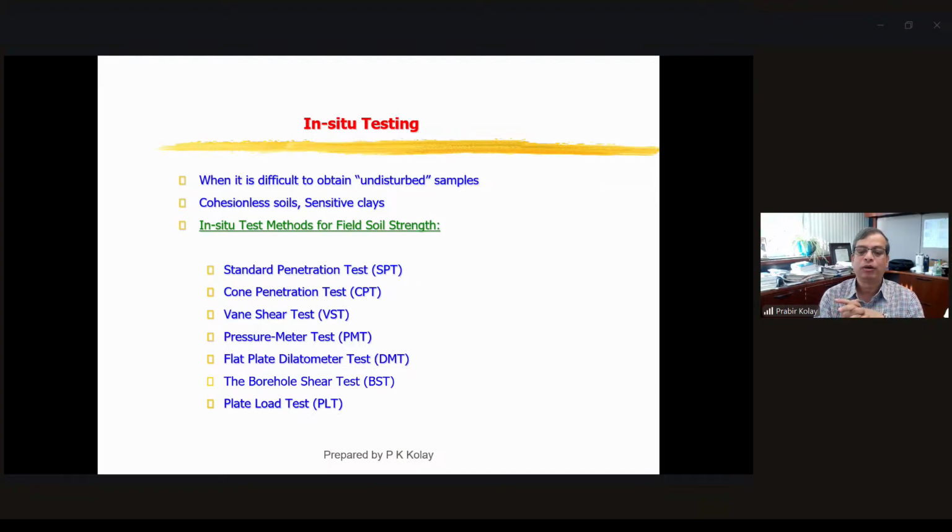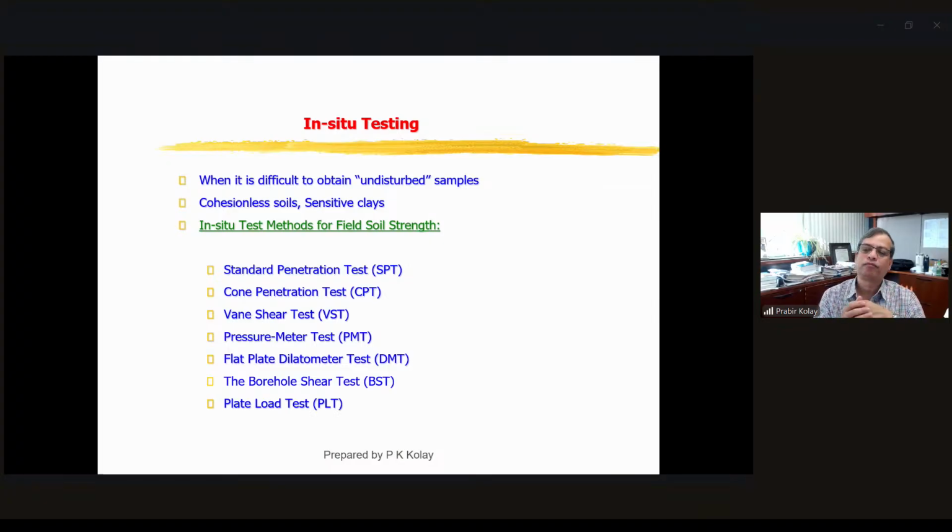Pressuremeter test, also an in situ test. You go to the site, use the pressure cell, make a borehole, and then apply pressure. Then how much is the resistance from the side? If the soil is strong, it is going to offer more resistance in the lateral direction. So you can find out from there what type of soil. And then also the flat plate dilatometer, similar type of equipment you can use. And then the borehole shear test, also the plate load test.